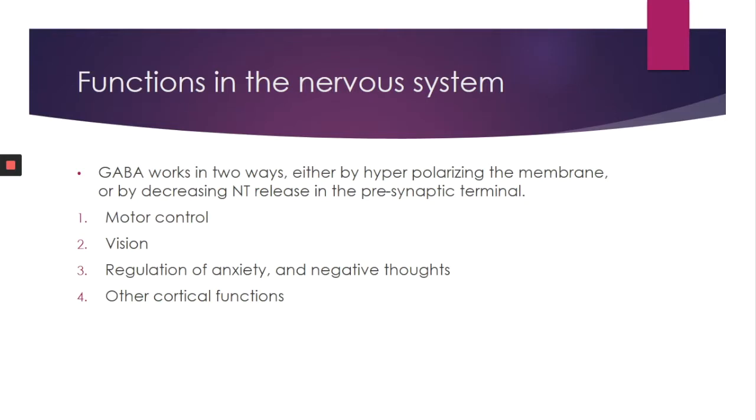It functions through two mechanisms. It either hyperpolarizes the postsynaptic membrane through an influx of chloride ions or an efflux of potassium ions, or it decreases neurotransmitter release as GABA binds to G protein-coupled receptors in the presynaptic terminal, which cause a decrease in calcium influx. These mechanisms are what allow GABA to perform its functions, such as motor control, vision, regulation of anxiety, as well as the response to prolonged periods of stress, and other cortical functions.